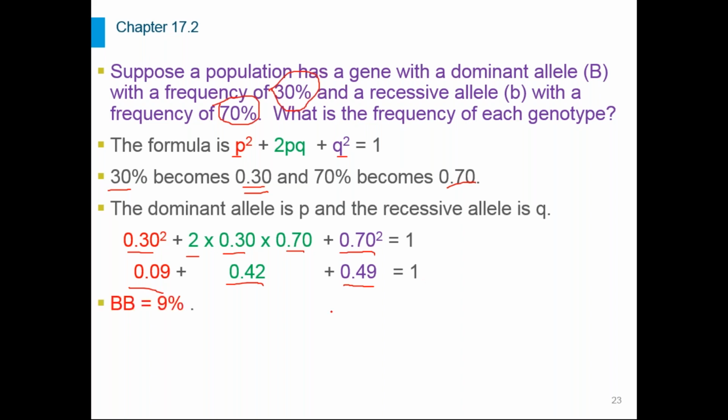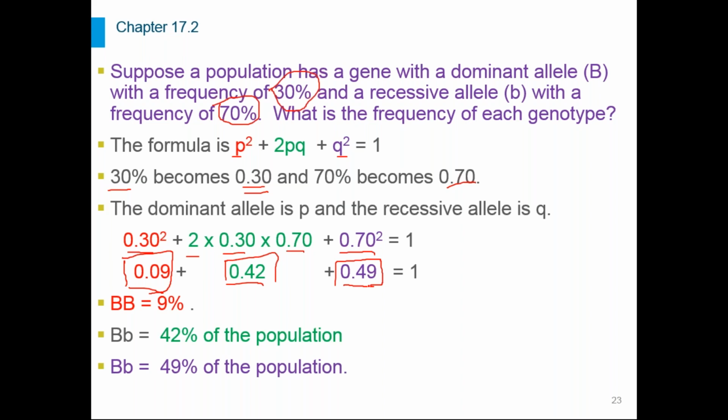So the left, the p squared, remember that's homozygous dominant, so we came up with 0.09, and 0.09 is 9%. So 9% of the population will be homozygous dominant. And in the middle, we have 0.42. So 42% of the population will be heterozygous, I'm sorry, a capital and a lowercase, heterozygous. And 0.49, so 49% of the population will be homozygous recessive.